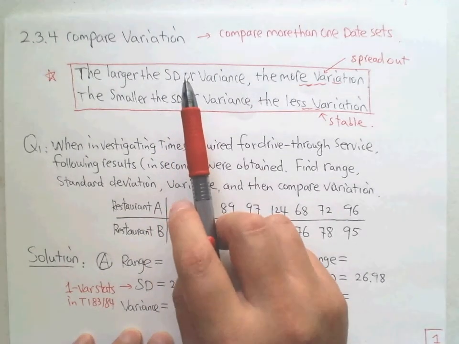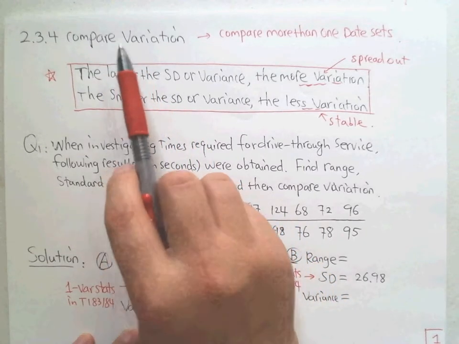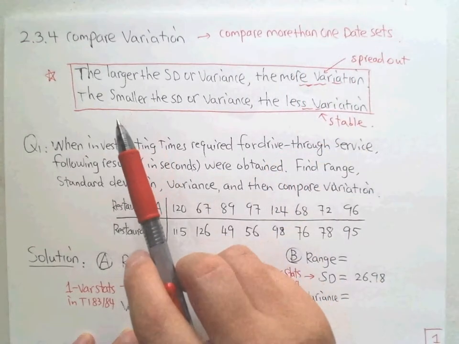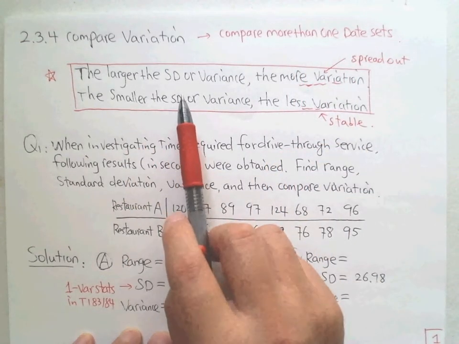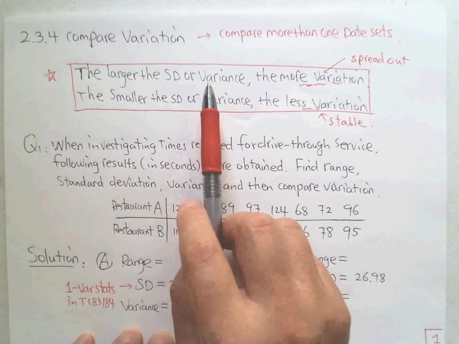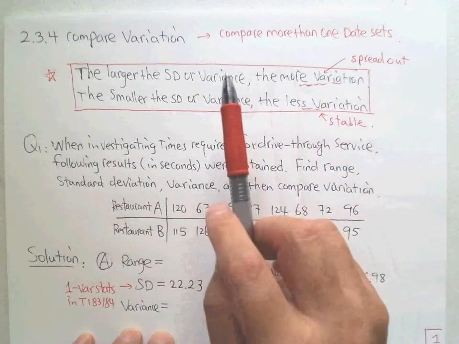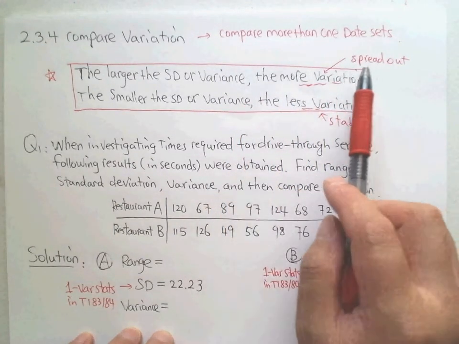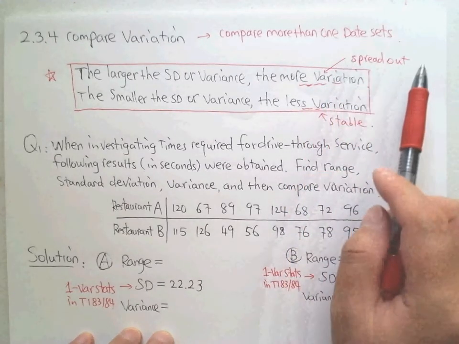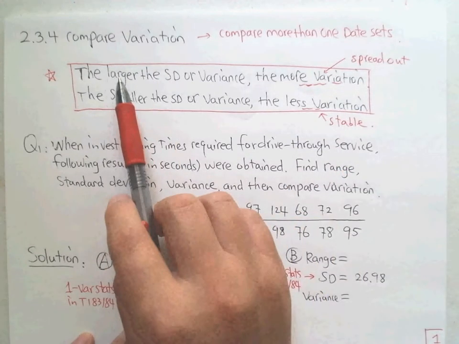In this lecture, I'm going to compare variation for more than one data set. Okay, here are the results we need. The larger the standard deviation or variance, the more variation. What is variation? Variation means variance, right? Or means the spread out. More variation means more spread out. When the data is more spread out, you have the largest standard deviation or variance, right?